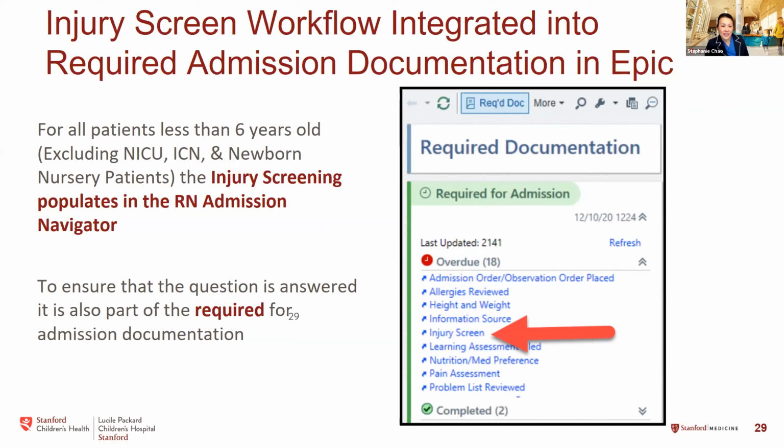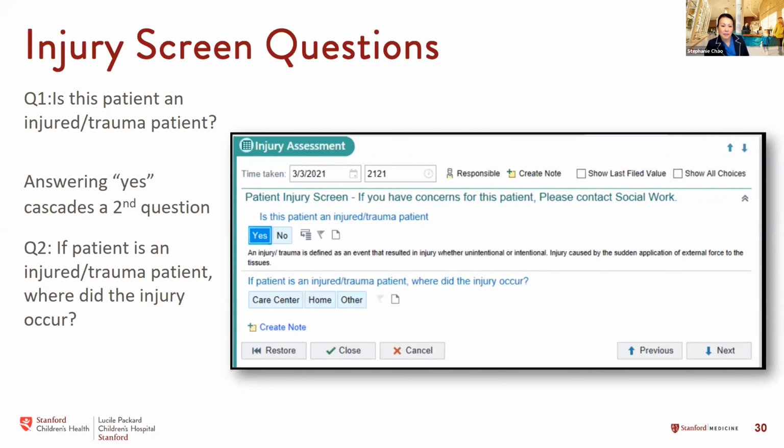When a child under the age of 6 is admitted to the hospital, there is an injury screening that is automatically incorporated into the required documentation for their admission. So nurses cannot bypass this step. And then when they get to that step, this is what it looks like. There's really two very simple questions. A, is this patient an injured trauma patient? And we even define what an injury is, because believe it or not, that engendered many questions of what is an injury. And it's a yes or no question. And then the second question is if it is an injured patient, where did the injury occur? Care center, home, or other?